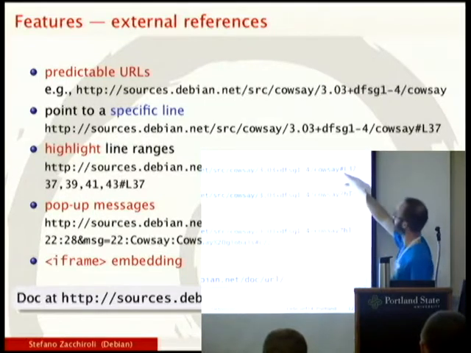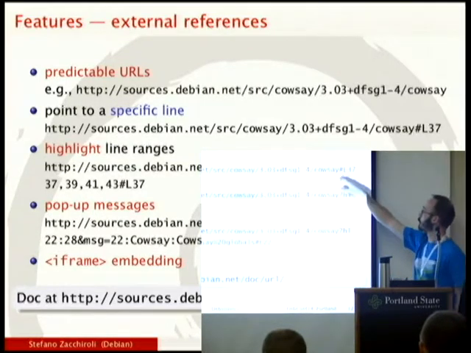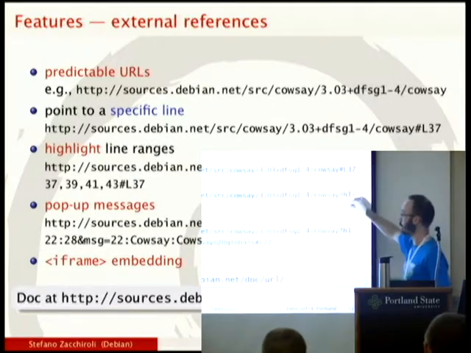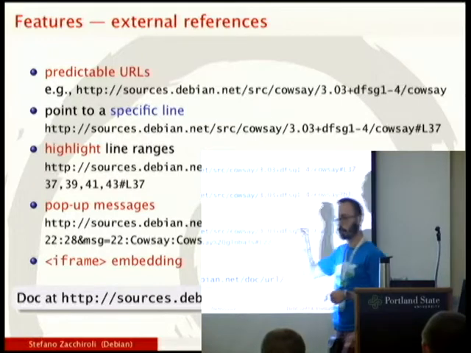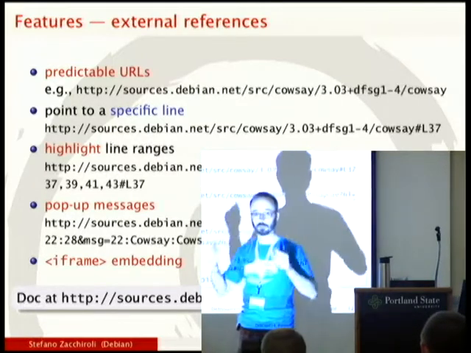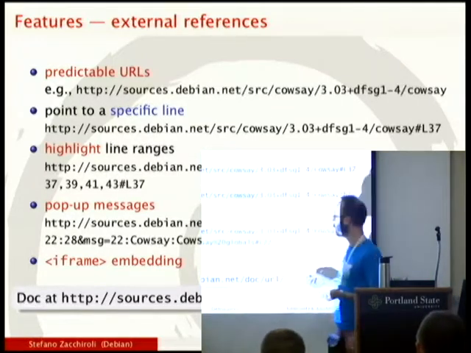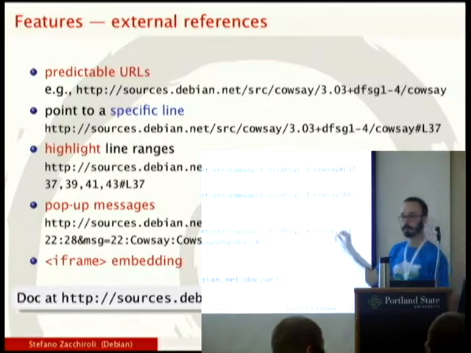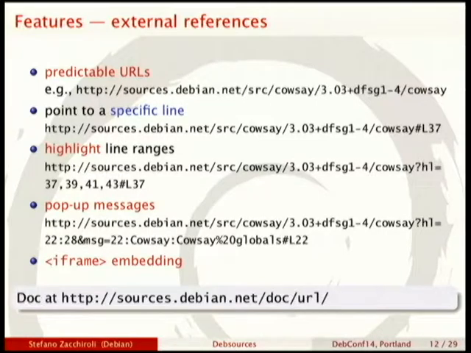You can point to a specific line with the sharp L37. You can highlight line ranges, so you can add stuff here, and it will point to a specific line and add some kind of highlighting to individual lines if you want to talk about them. And you can add pop-up messages. So essentially, you can pass a parameter here saying message 22 cowsay blah, blah, blah, and it will add a pop-up message in your browser at the specific line.